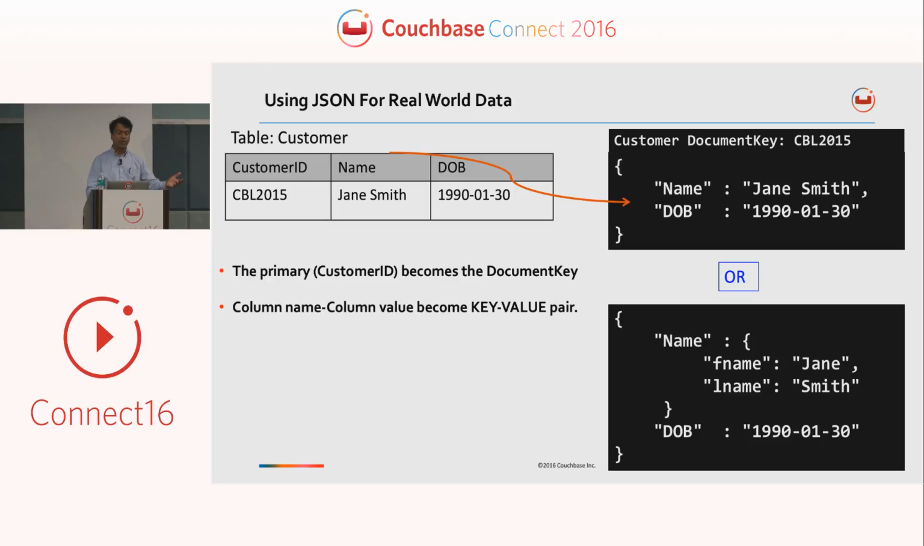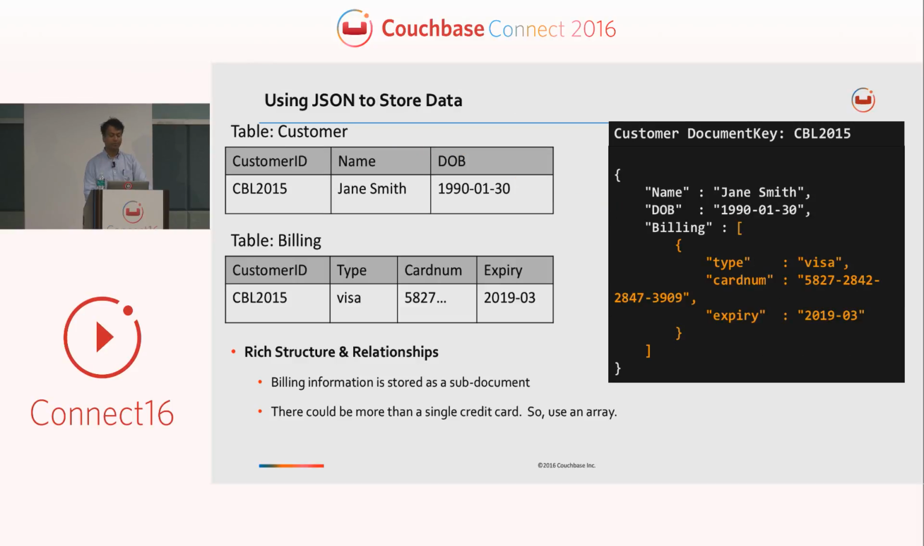So here we are converting name into a simple object, name and date of birth. You can convert the name into a simple flat attribute, or you can choose to have a substructure with name representing the first name and last name as separate attributes in a sub-object. Now comes the interesting part.